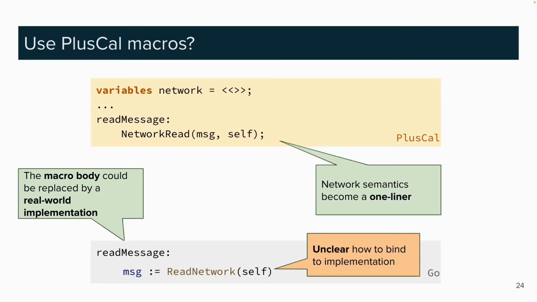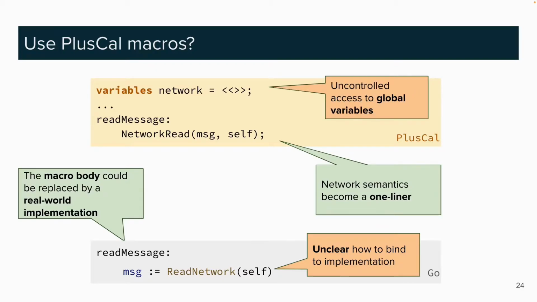Also, another problem that we have is that each process views the network as a global state and can do anything with it, which is not true in reality. In reality, processes have a local view over the network.